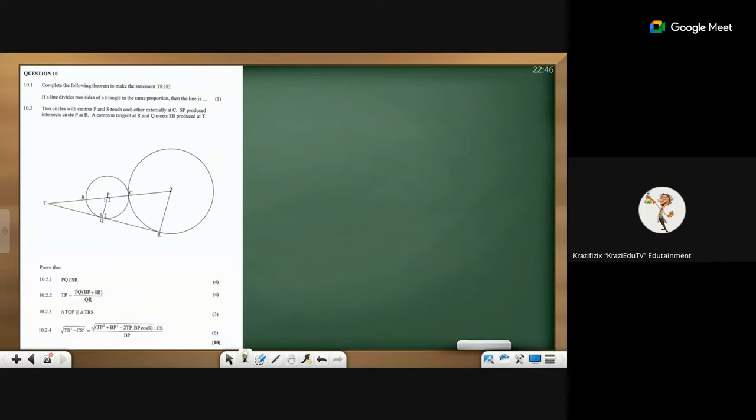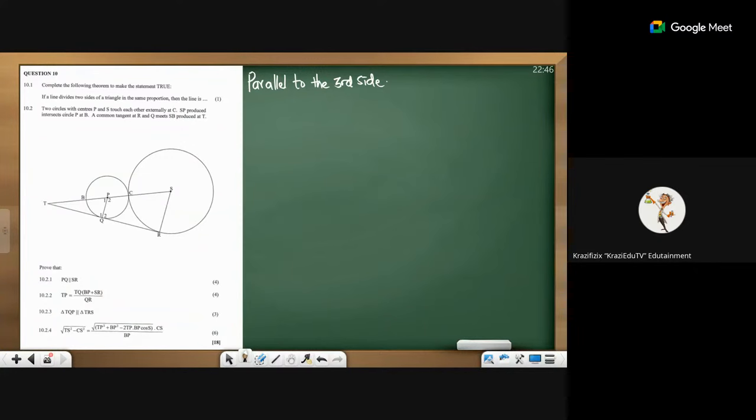Complete the following theorem to make the statement true. If a line divides two sides of a triangle in the same proportion, then the line is parallel to the third side. So that's the proportionality theorem in words.